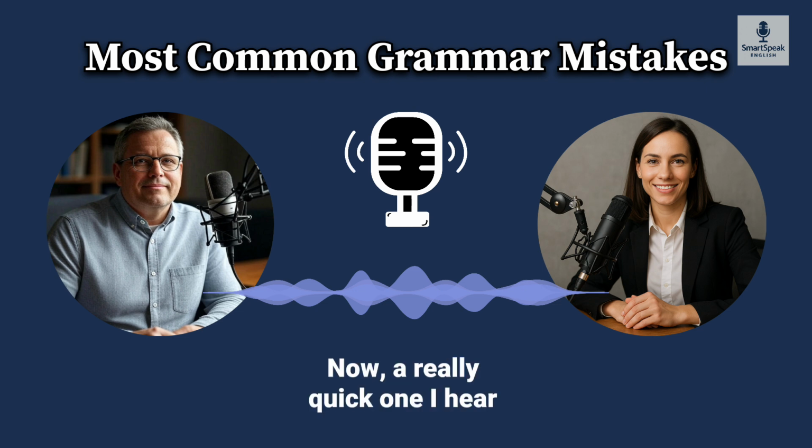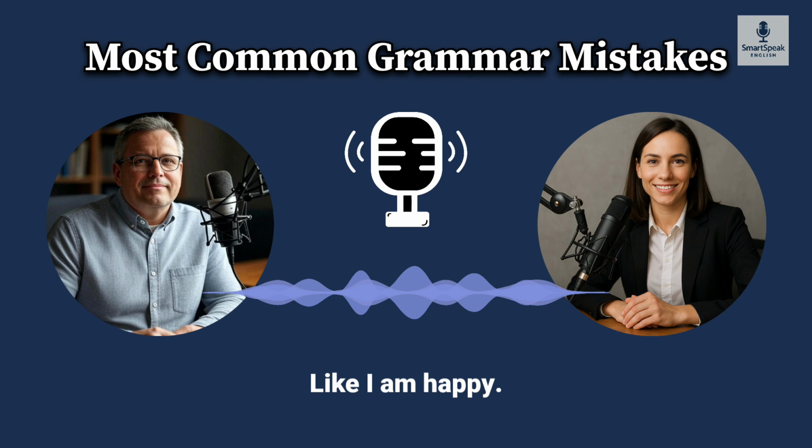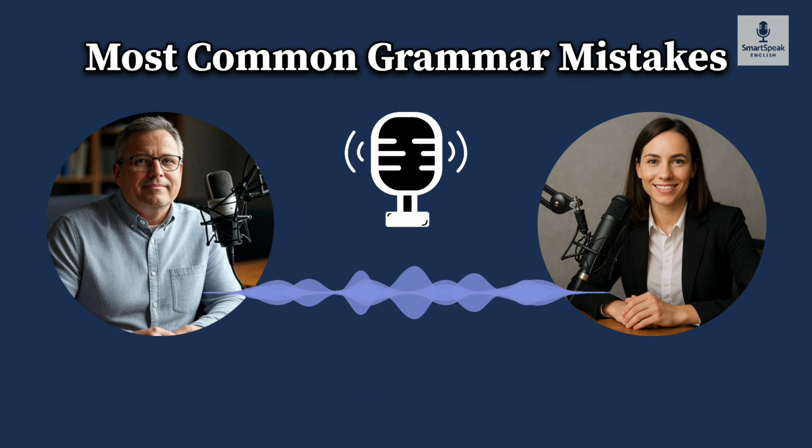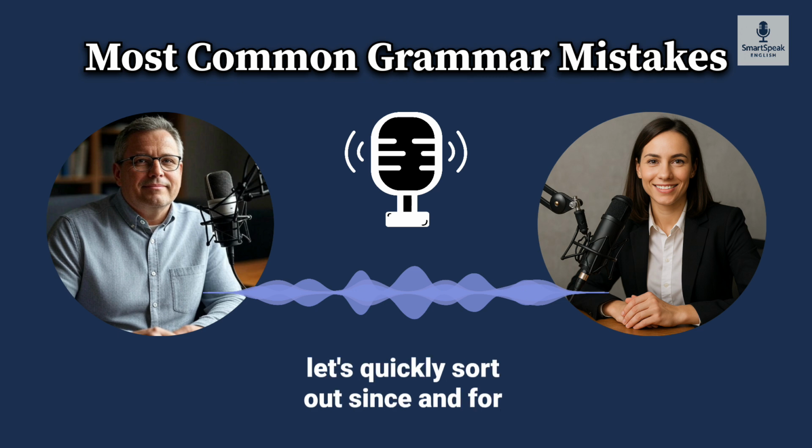Now, a really quick one I hear sometimes, I am agree. Why isn't that quite right? Yeah, this one comes up. Agree is actually a verb here. It's an action you perform. We use am or is or are with adjectives, right? Like, I am happy. Happy describes you. But agree is something you do, so you just need the verb itself. Exactly. Just say, I agree. Simple as that. No am needed. Easy fix. Okay, finally, let's quickly sort out since and for when we're talking about time.